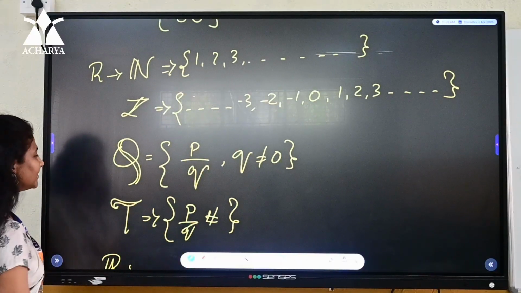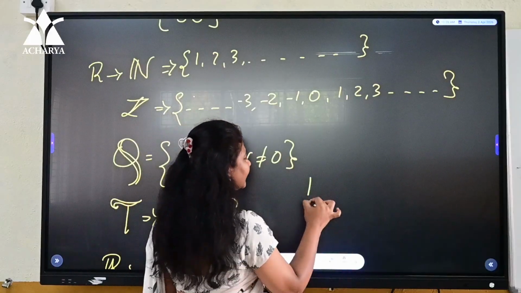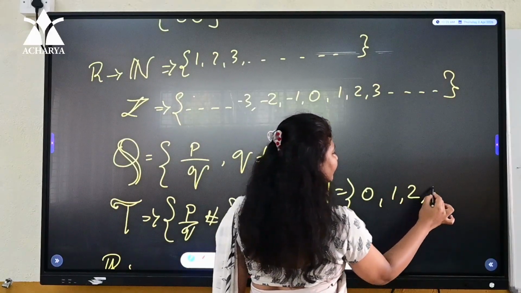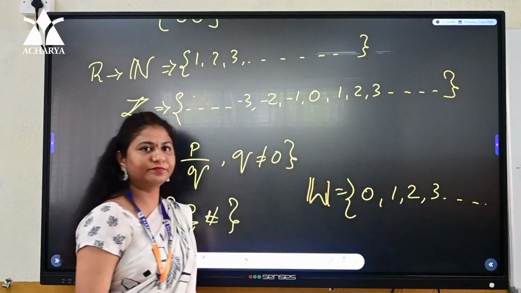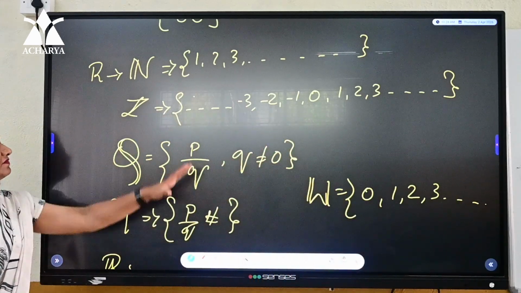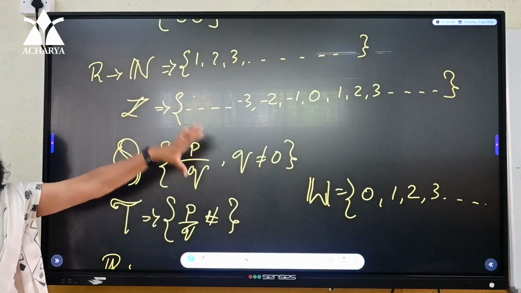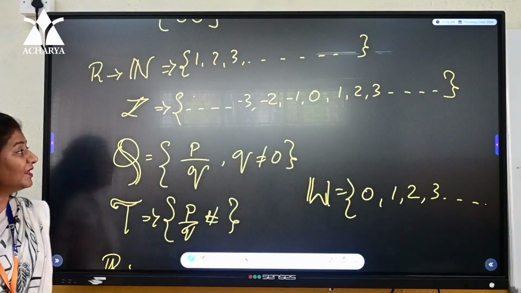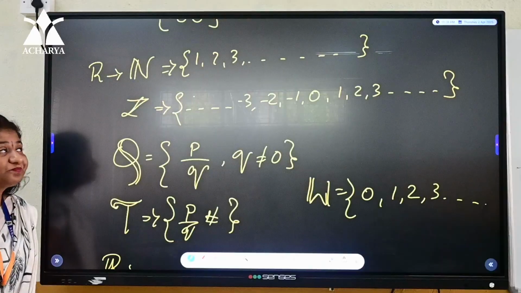Whole number. So how can you define a whole number? A whole number is defined by 0, 1, 2, 3 and so on. So this is how you define the real number system. How can you define a subset?